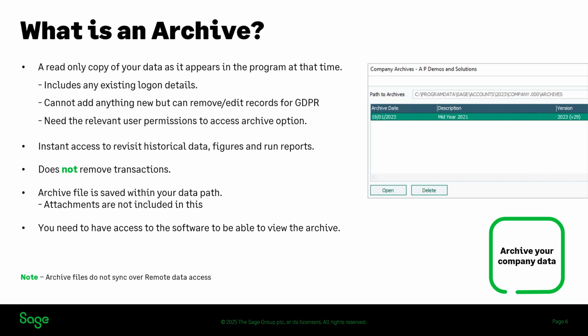You must have the right user permissions to create an archive and access it. So if you log in as manager, you will automatically have access. But if you log in and you do not see the options for archive, then you will need to have your level of access reviewed using the manager login details. And lastly, you must have access to the software and a valid license to be able to view your archive file as well. Please note that the archive files do not sync over remote data access.